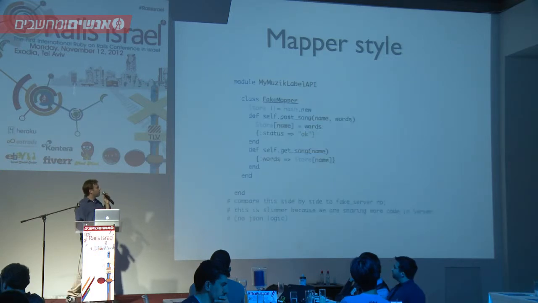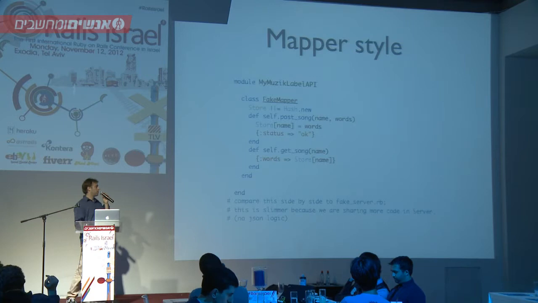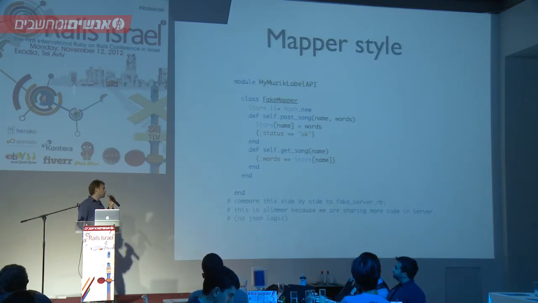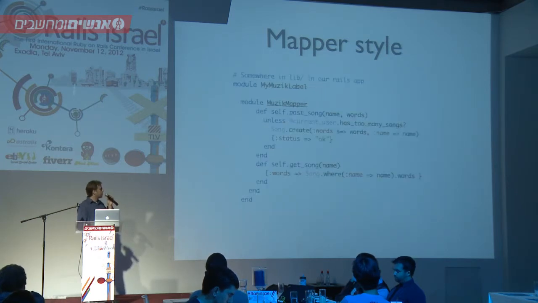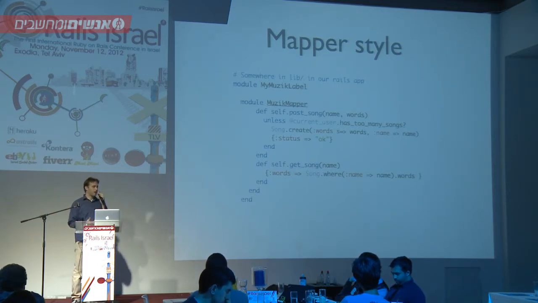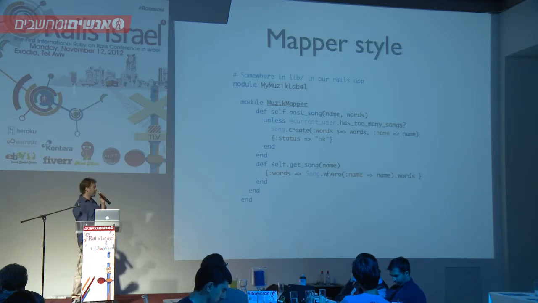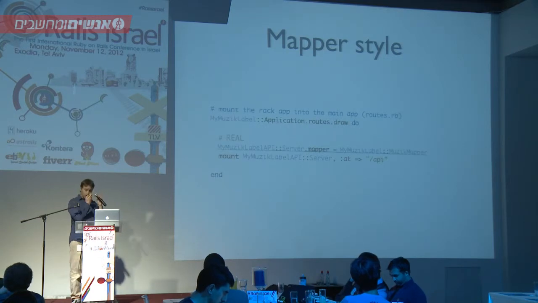So we're going to define a fake mapper, which is essentially very similar to the fake implementation. It's usually thinner, I mean, in real usage it's a bit thinner. And we have the same exact idea with the real mapper, which we're going to put in our Rails application. In there, we'll have access to all our internal models, the current user. We could do all the things we needed to do in the real implementation because we have that module inside our app. And when we actually end up mounting it, we'll assign the mapper to whether it's the real implementation or the fake implementation.